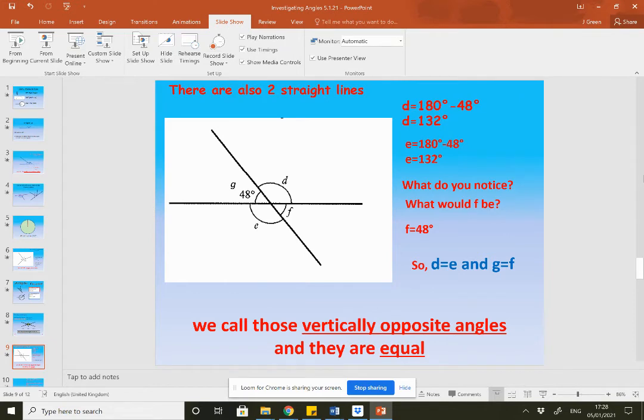So I know that G and D together must equal 180 degrees. So I really do 180 take away 48 degrees to find D. So that is 132 degrees. Then, because I've worked out D is 132, E must be 132 degrees as well.